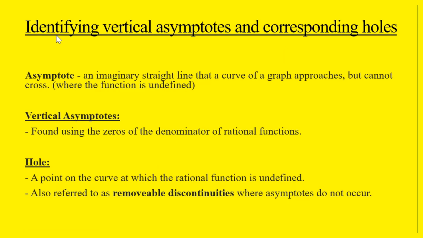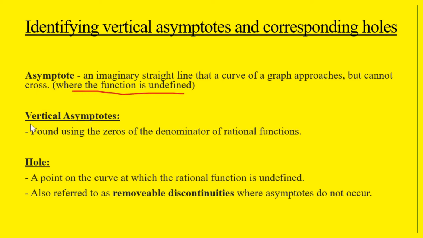So now let's take a look at how to actually identify those vertical asymptotes and those holes in a graph. First, when we speak of an asymptote, we just mean that it's an imaginary line that a curve of a graph approaches, but it cannot cross that line. It'll get really, really close to that imaginary line, but it never crosses over it. And we say this is where the function is undefined.